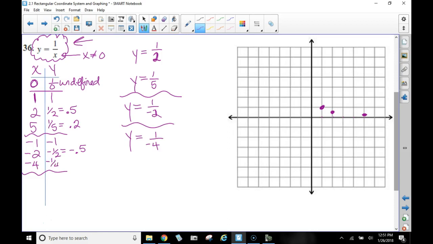-1/4, or -0.25. I'm going to jump over to the graph paper and plot those points. -1 for x, -1 for y, right there. -1, -1. -2, -1/2 would be about right there. -4, -1/4, about right there. I still don't know what's going on, okay?